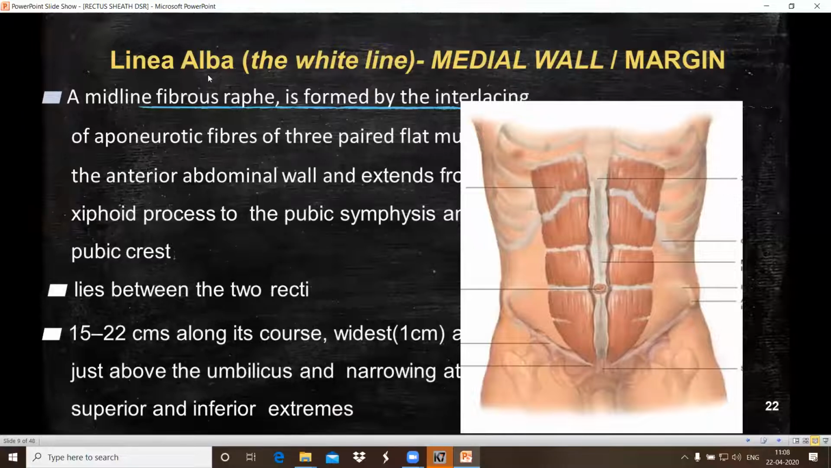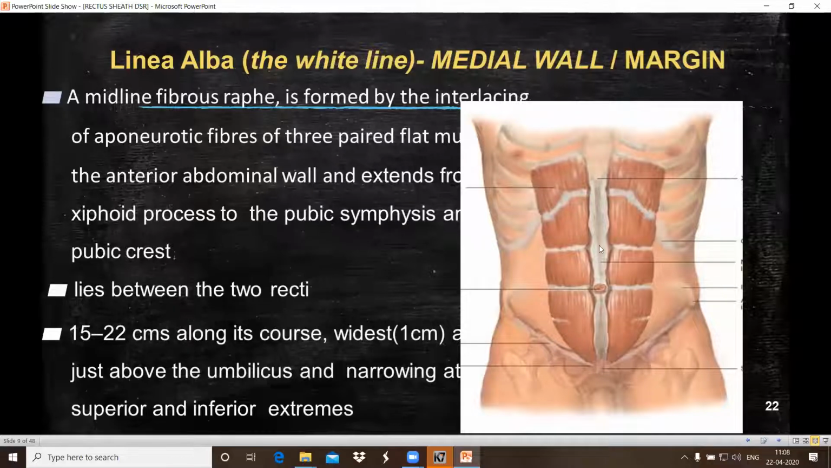So, coming to the linea alba. What is meant by linea alba? In Latin, linea alba means white line. The linea alba is a midline fibrous raphe which extends from the xiphoid process to the pubic symphysis.